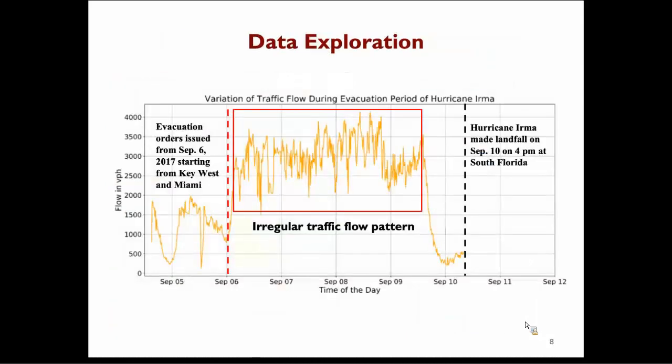And to give a data exploration, we always wanted to understand how this hurricane evacuation was evolving. So to give a perspective, from September 6, there was an evacuation order that started being issued from Key West to Miami in Florida. And we started to see a high amount of traffic flow starting from the 6th, 7th, 8th, and 9th. And September 10 was the landfall day.